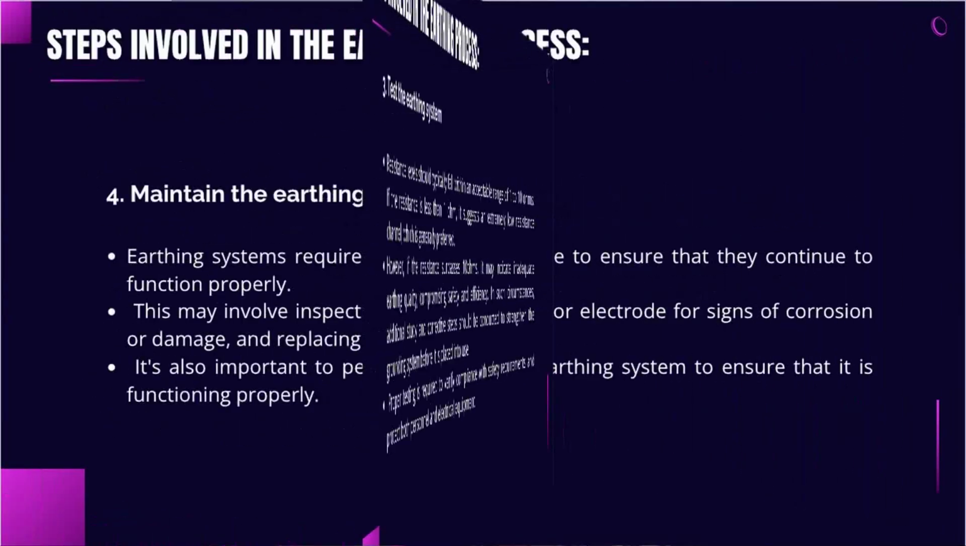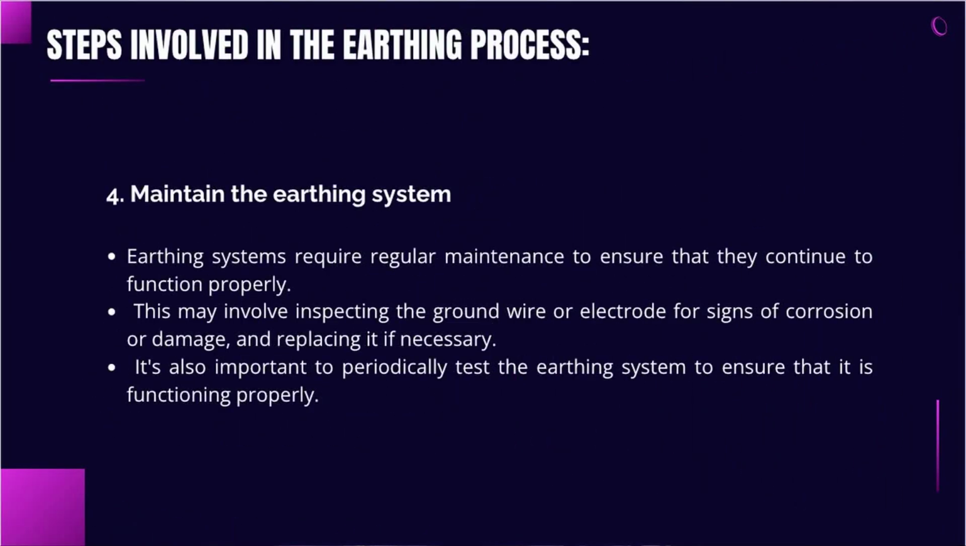Fourth and the last point, maintaining the earthing system. Earthing systems actually require regular maintenance to ensure that they continue to function properly. This may involve inspection of the ground wire or electrodes for signs of corrosion or damage. In such a situation, you may have to replace it if necessary.